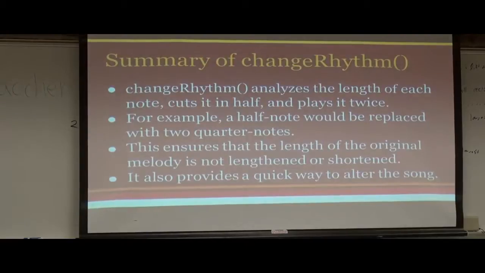So here's a summary of changeRhythm. Like before, it analyzes the length of a note, and it replaces it with two notes that are half of that length. So for example, a half note would be 2 quarter notes, or a quarter note would be 2 eighth notes. This ensures that the original melody isn't made longer or shorter, and it's still the same length as the original was.